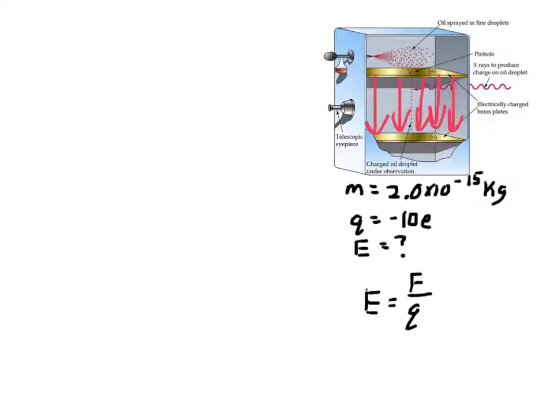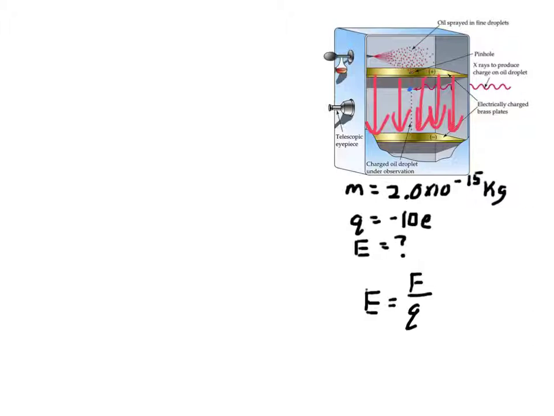Now, in my scenario, we're actually going to work backwards. Millikan knew what the electric field was, and then he let charged oil drops fall through, knowing their mass as well. Then he was able to calculate exactly what their charge was, and he found all those charges were in distinct quanta, or they all had a common denominator of the charge of the electron.